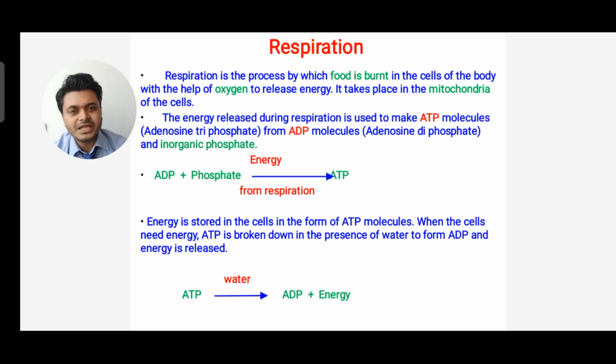ADP plus phosphate gives rise to ATP, and the energy is stored in the cells in the form of ATP molecules. So when the cells need energy, ATP is broken down in the presence of water to form ADP, and the energy is released. So we know that ADP plus inorganic phosphate produces ATP. The reversible reaction also takes place. ATP can also be broken down in the presence of water to give ADP plus energy.